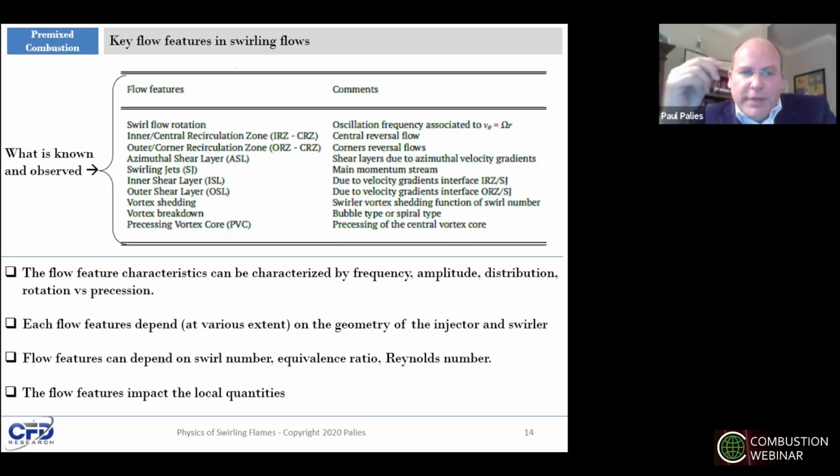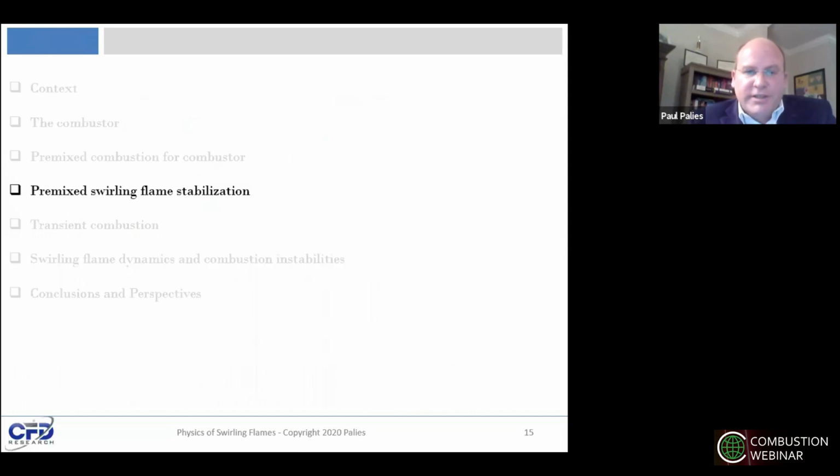Each flow feature depends to various extents on the geometry of the injector and the swirler. They depend on swirl number, equivalence ratio, and Reynolds number, and the flow feature, and that's one of the key aspects, impacts the local quantities.